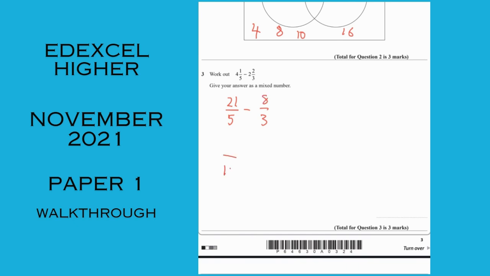Let's make them into 15ths. So left-hand side, we need to treble. Right-hand side, we need to times by 5. Gives us 23 15ths. Don't forget, mixed number. How many times does 15 go into 23? Once, with a remainder of 8, and the denominator doesn't change.